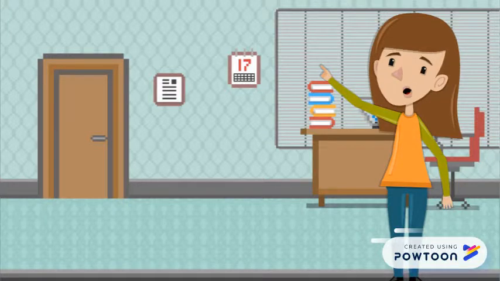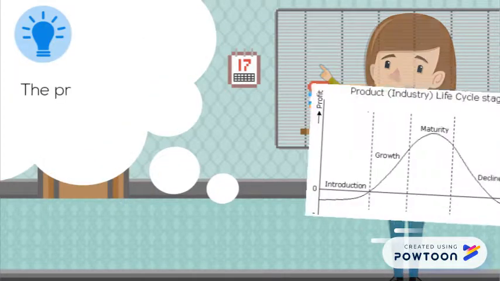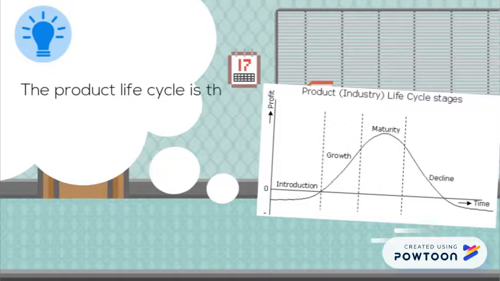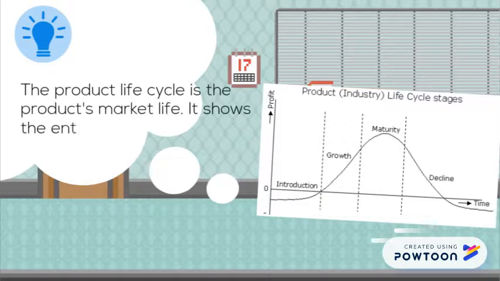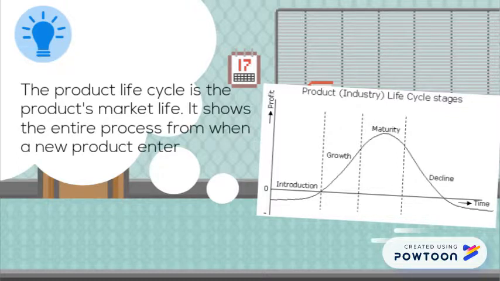The product life cycle is the product's market life. It shows the entire process from when a new product enters the market and is limited by the market. The PLC states the way in which a typical product behaves during the course of its life in terms of the sales and profits.